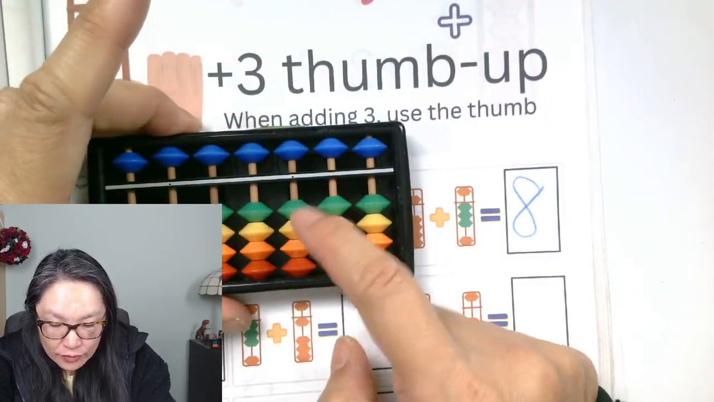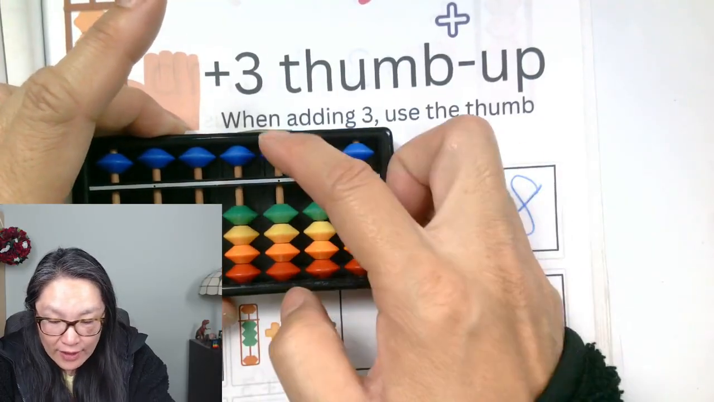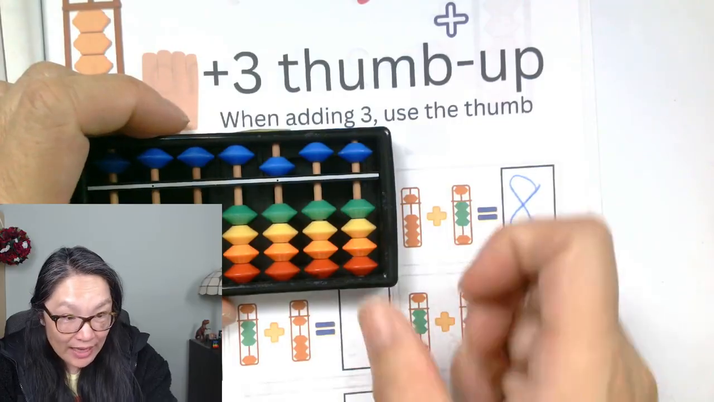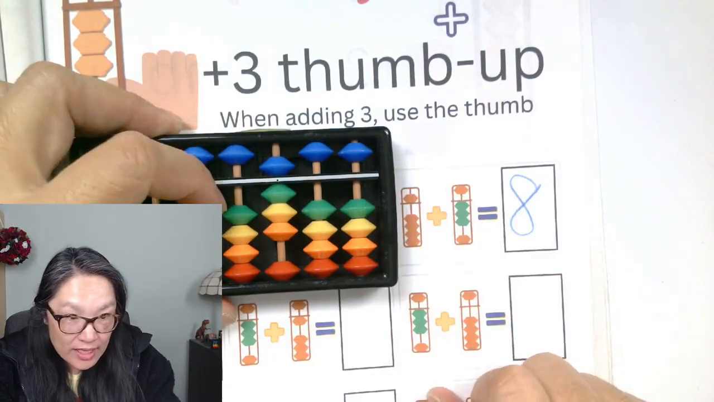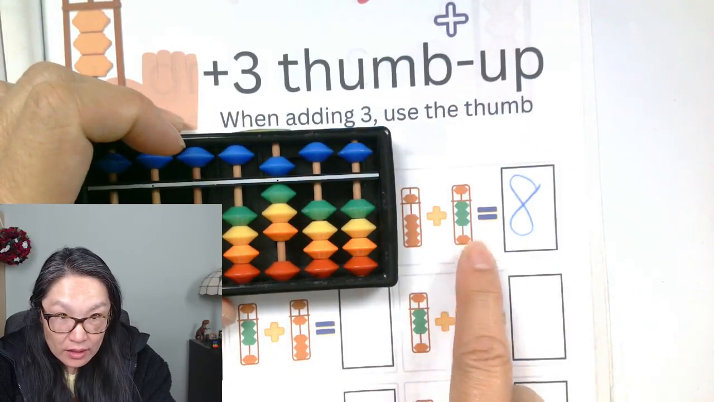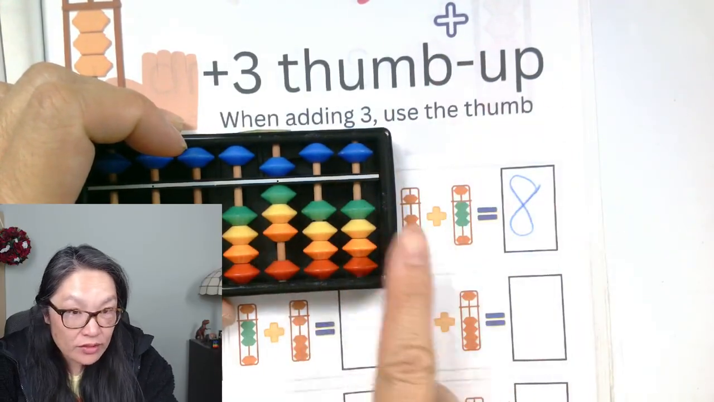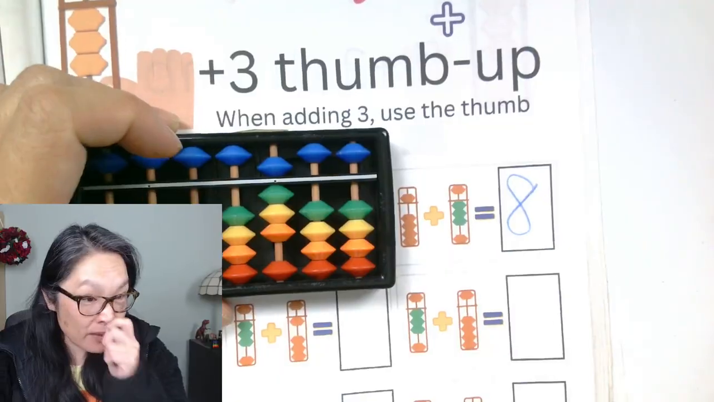I add 5, I go to the horizontal bar. And what I want to do is add 3. When I add 3, hello, Jose, it's to the horizontal bar. So I'm going up, and then my final answer is 8. Anybody have any questions? Make sense?